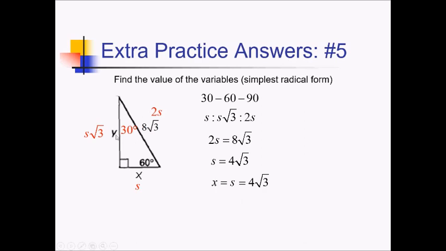Now for y, that one's a little trickier. Y is the s radical 3 side, so if y equals s radical 3, then that means we have to do 4 radical 3 times radical 3. Radical 3 times radical 3 is just 3. 3 times 4 gives us a y value of 12.